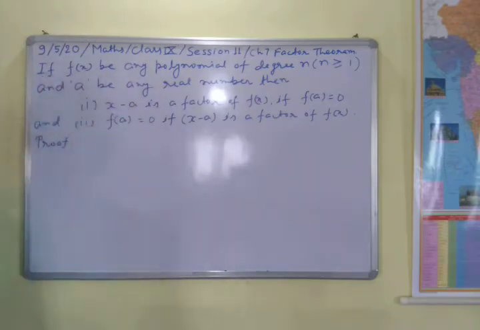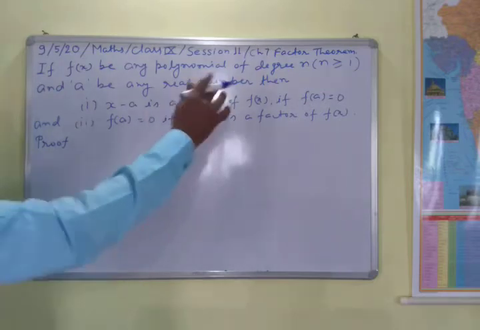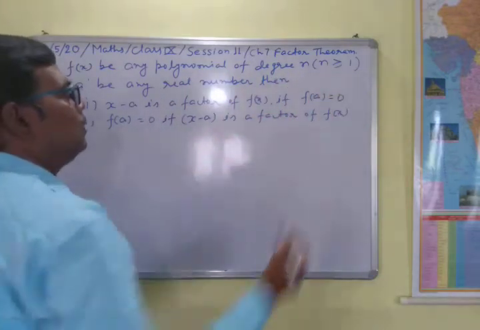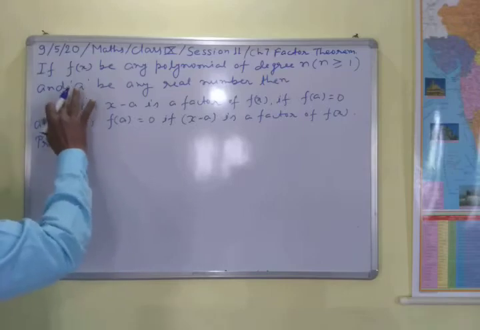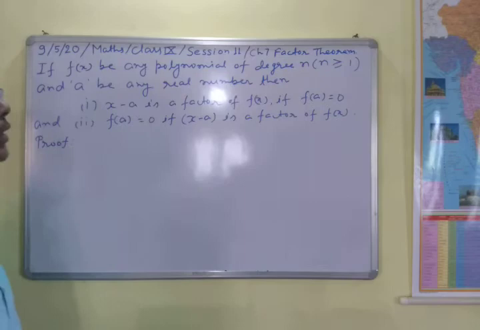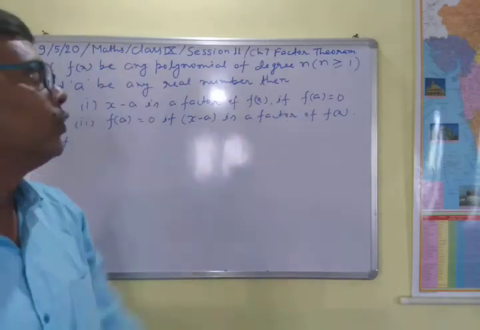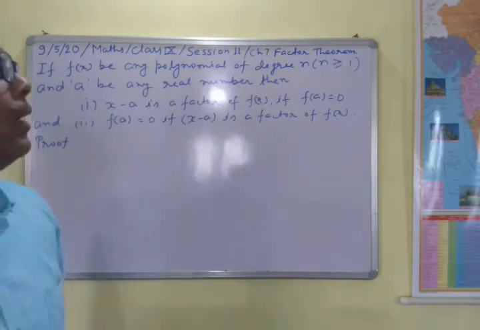The statement of this factor theorem is: if f(x) is any polynomial of degree n, where n is greater than or equal to 1, and a is any real number, then x minus a is a factor of f(x) if f(a) equals 0. That is, f(x) is any polynomial of degree n.